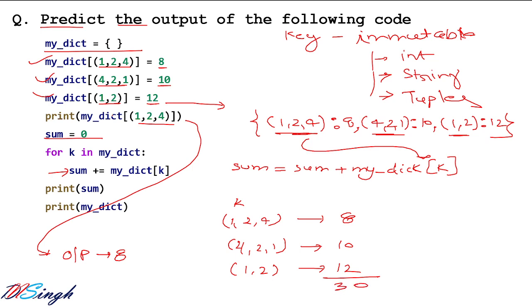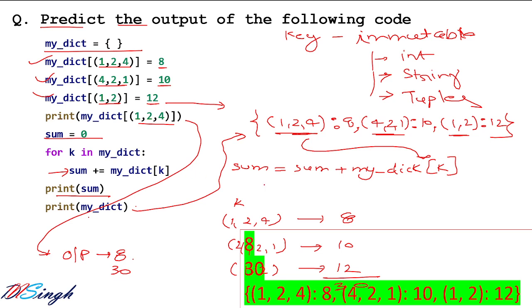After that, print sum. What is sum going to print? Sum is going to print 30 on a new line, and then print my_dict. What is my_dict going to print? This is the dictionary that is going to be printed. Let us see the output. You can see here 8, 30, and this is the dictionary which I have already written here.